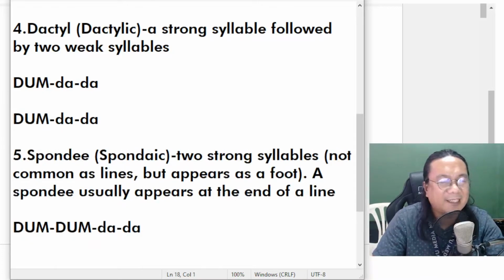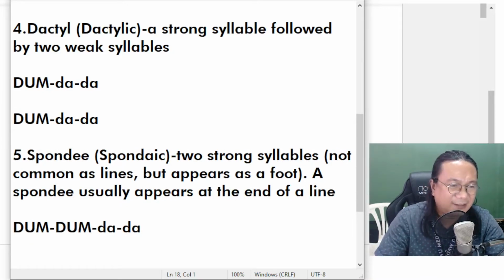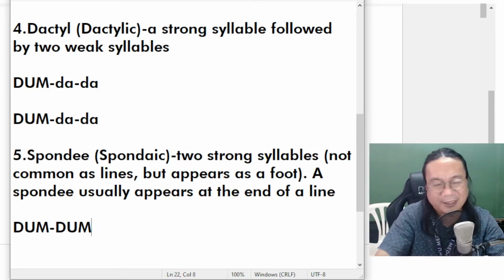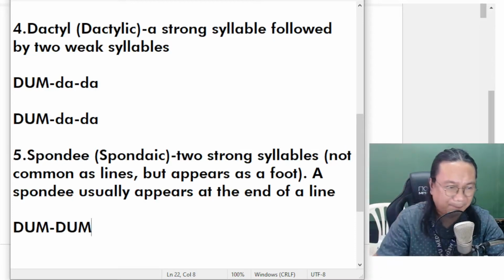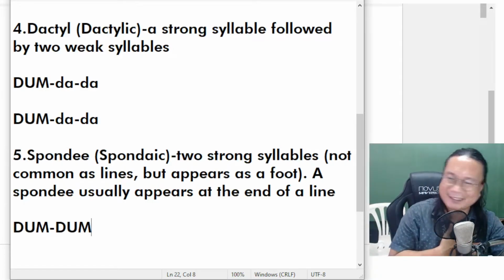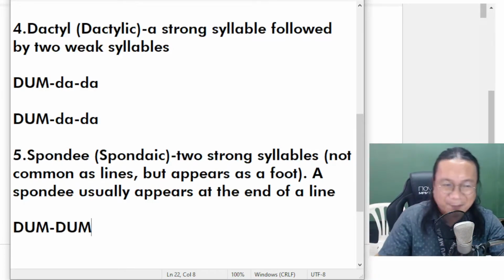Next is the spondee. It's two strong syllables, but appears as a foot and usually appears at the end of the line. So this one is called dum-dum. The word itself, dum-dum, can be a spondee.